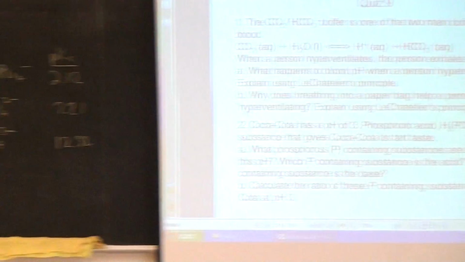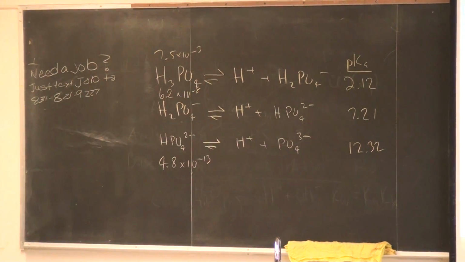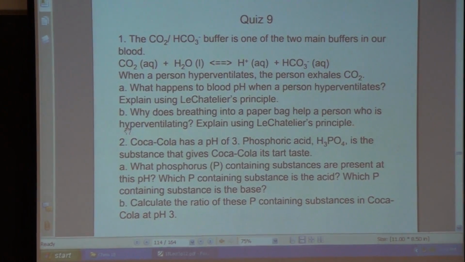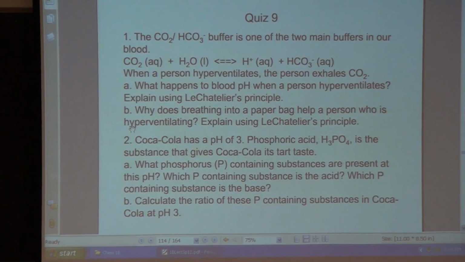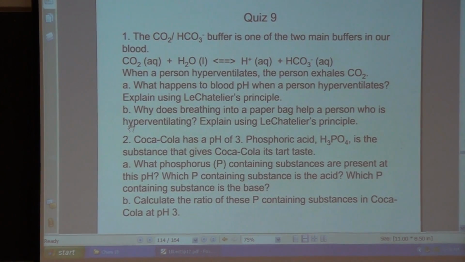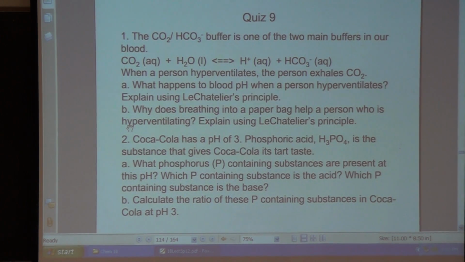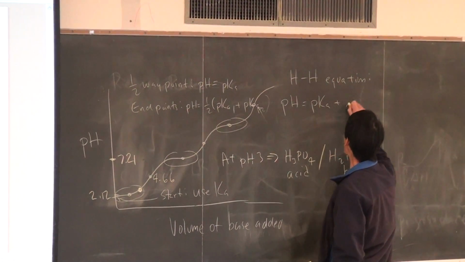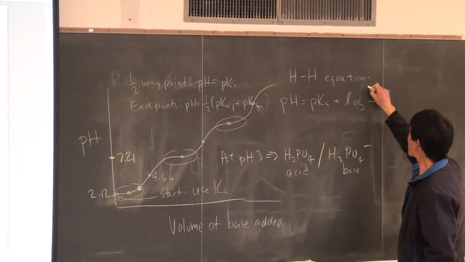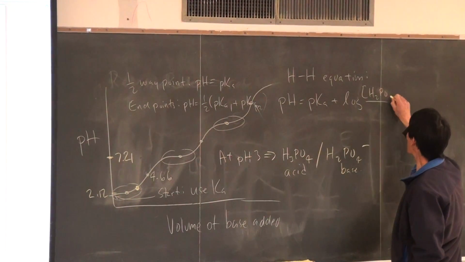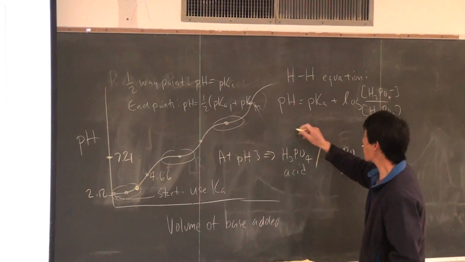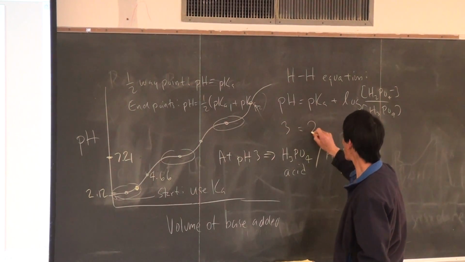Okay, part B, calculate the ratio of these phosphorus-containing substances in Coca-Cola at pH 3. So the equation you want to use to answer question B is the Henderson-Hasselbalch equation. Okay, so this equation states that pH is equal to pKa plus the log of the base divided by the acid, the H2PO4 minus to the H3PO4. So let's plug in our numbers. So this is going to be 3 is equal to 2.12.